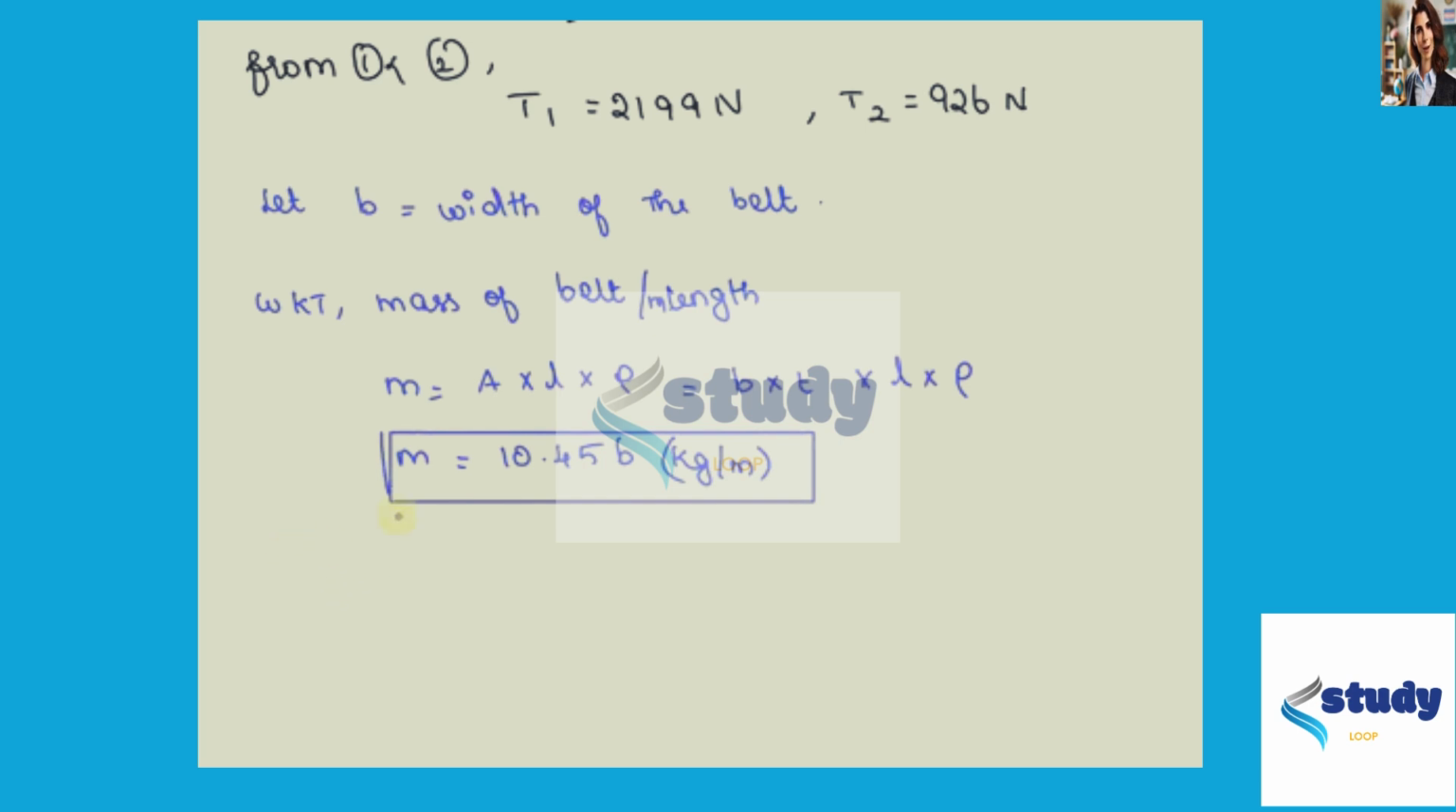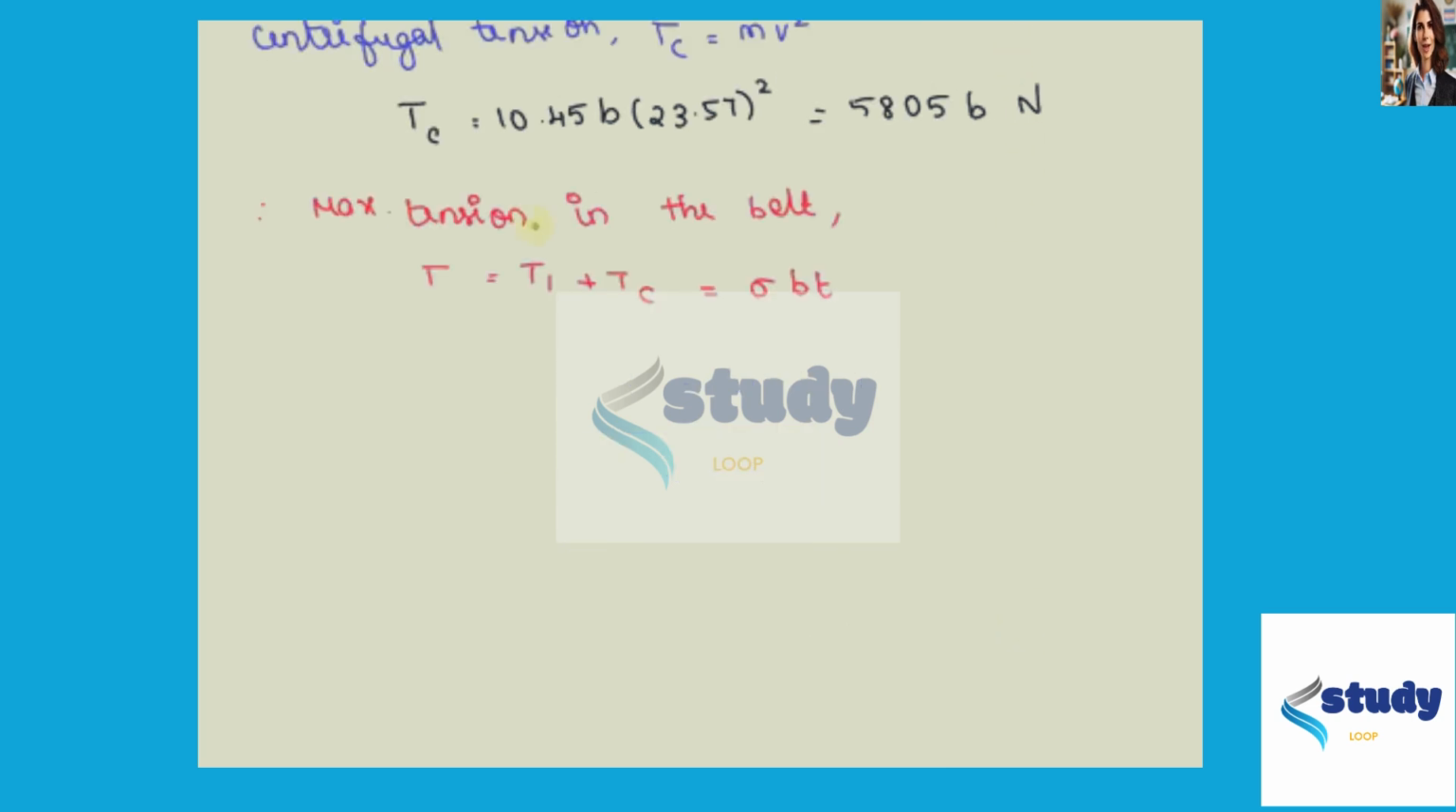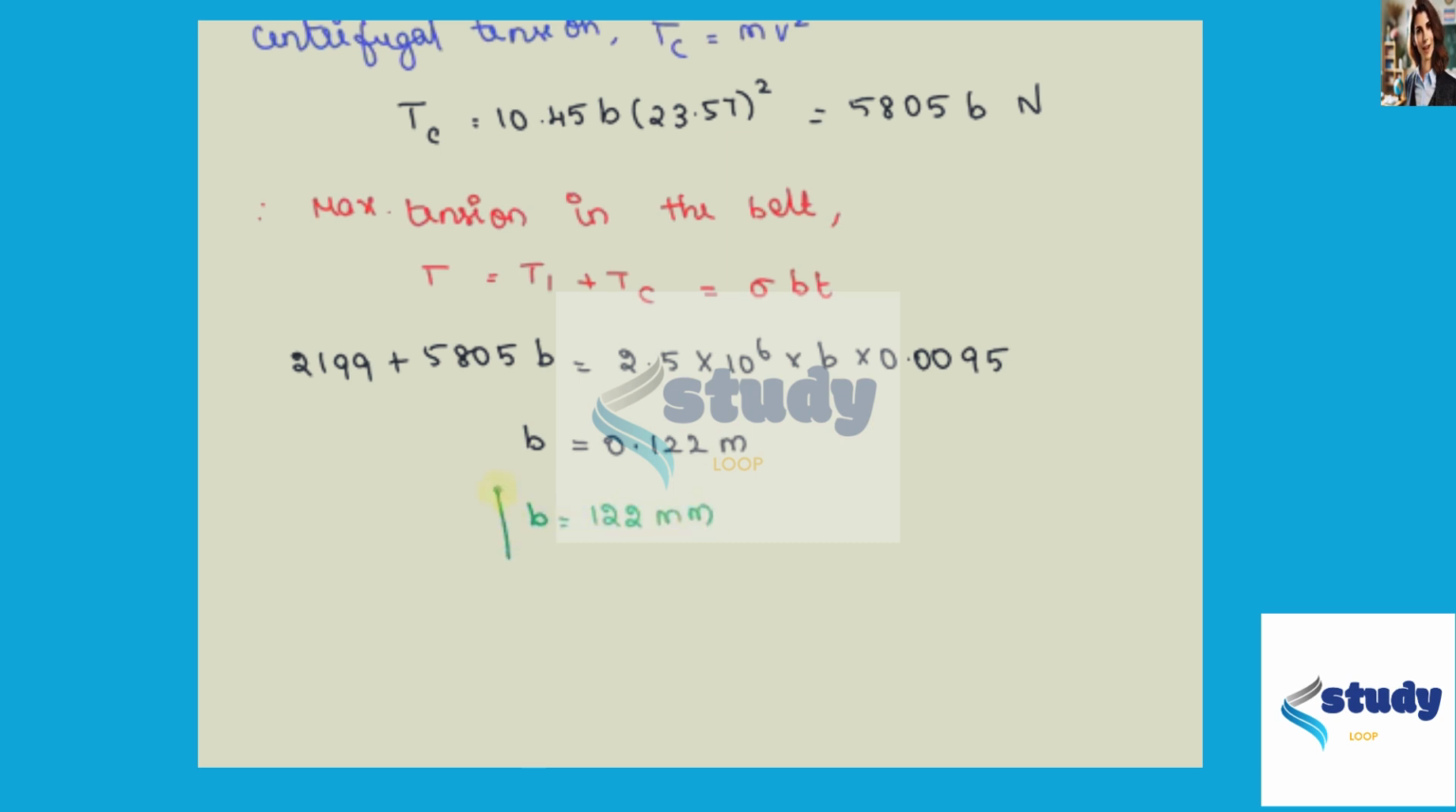And we know that centrifugal tension is mv squared. By substituting the values we get 5805 B Newton. Maximum tension in the belt is equal to T equal to stress into area. Now plugging the values here we get B is equal to 0.122 meter, or in millimeters it is 122 millimeter. This is the width of the belt we have to calculate.